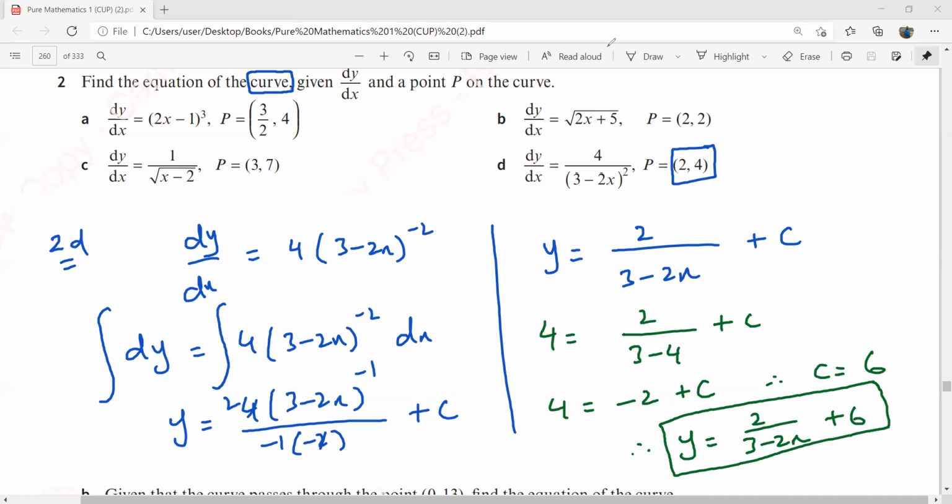Okay, so I'm stopping it here, and in the next segment I'll be telling you how to find the area through integration.